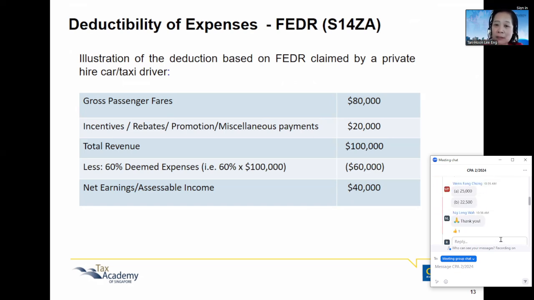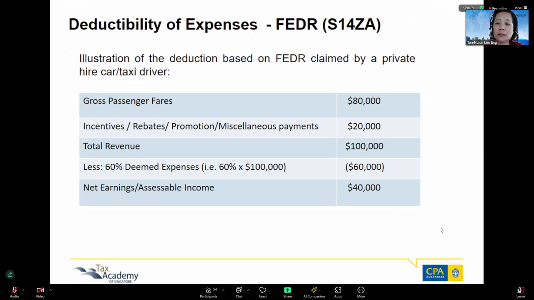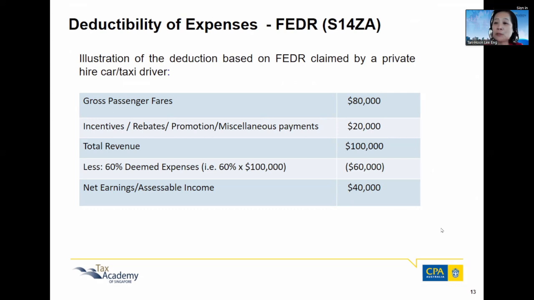So 40,000 will be assessable to income tax. It's simple. He just says, I want to opt in to this FEDR. I don't want to claim actual expenses. I'm happy with the 60% deemed expenses. I will be taxed only on 40,000. Okay, I move on to the next one.